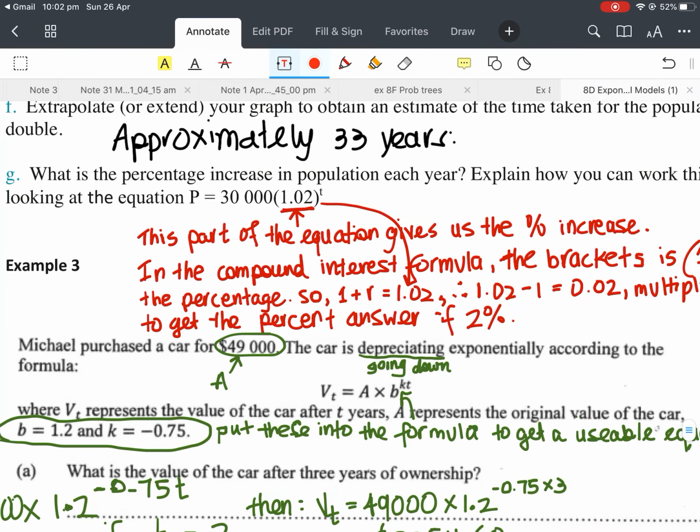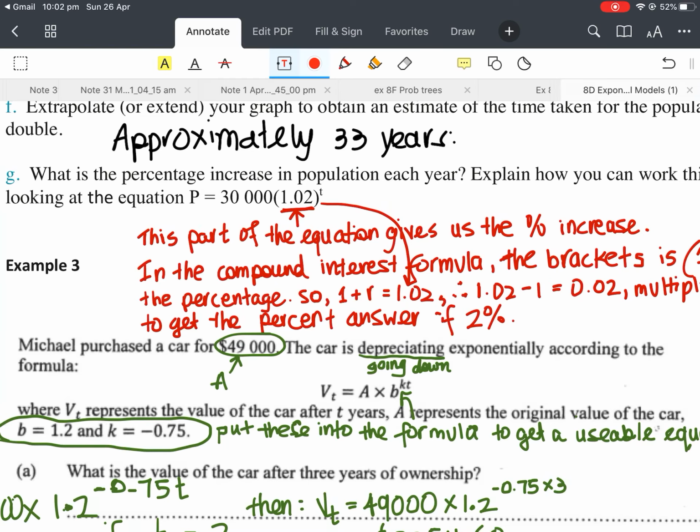Michael purchased a car for $49,000. The car is depreciating, so that means it should be going down exponentially according to the formula V_t = A × B^(kt). Now this is basically just the depreciation formula, if you remember it, okay?